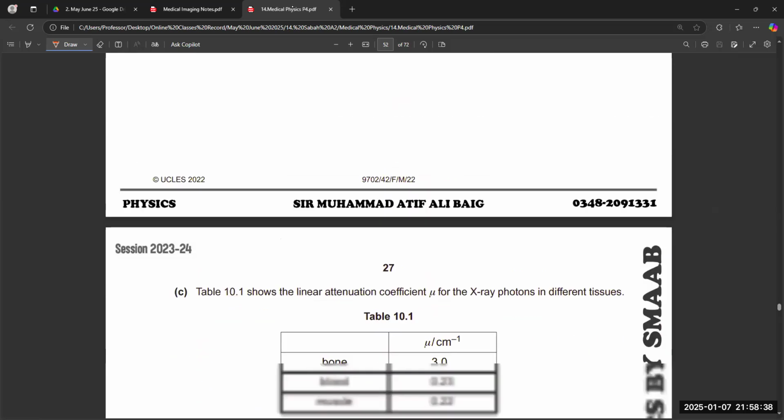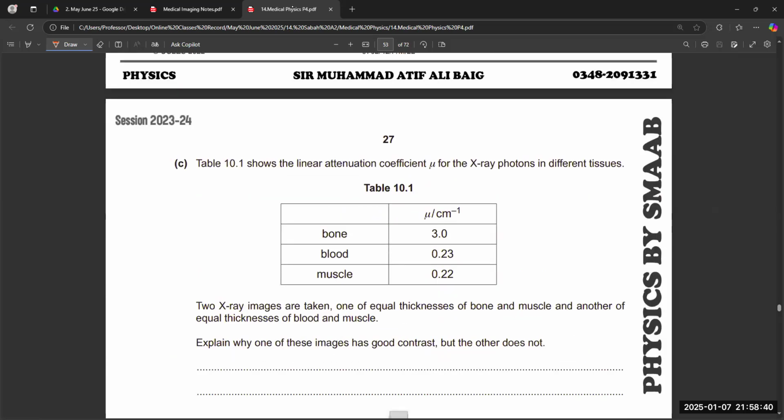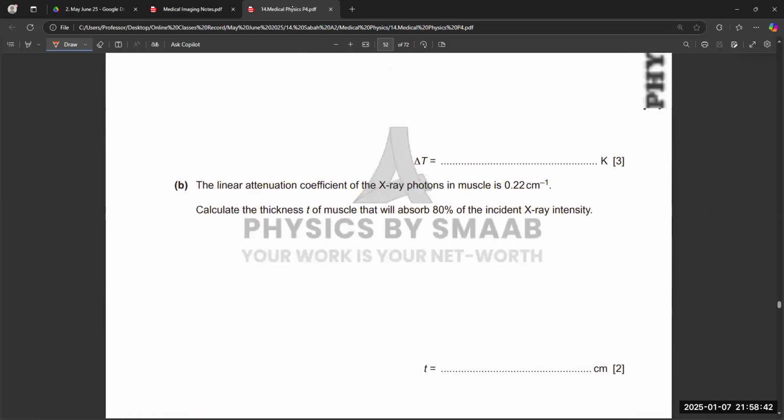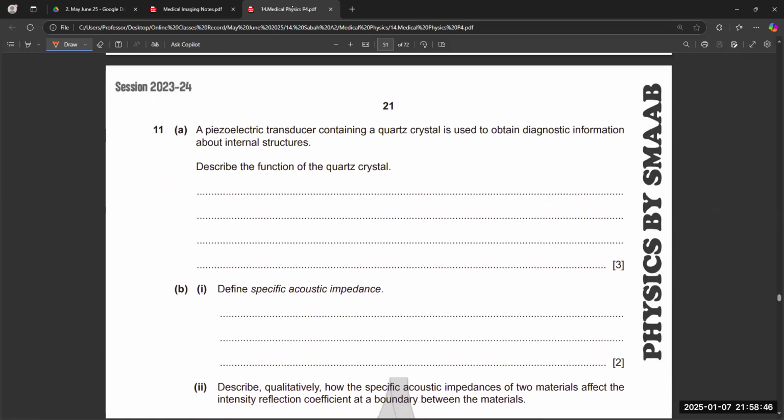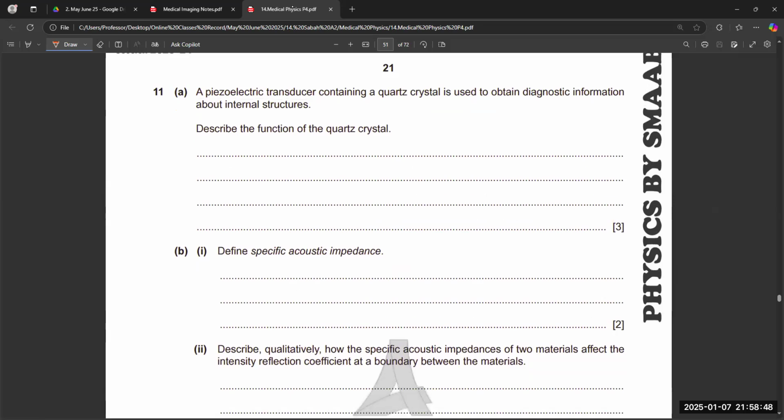And this is related again to X-ray photons, the same formula for intensity. In this part, they are also asking about a piezoelectric transducer and specific acoustic impedance. So you need to write down the definitions. We discussed this in ultrasound and X-ray detectors, right? Yeah.